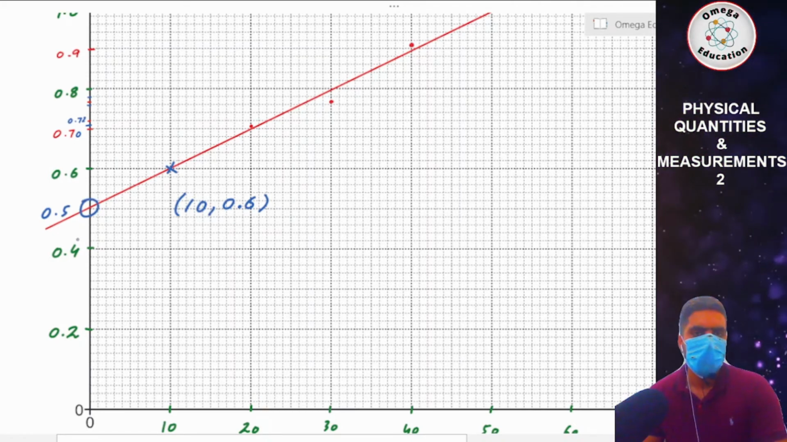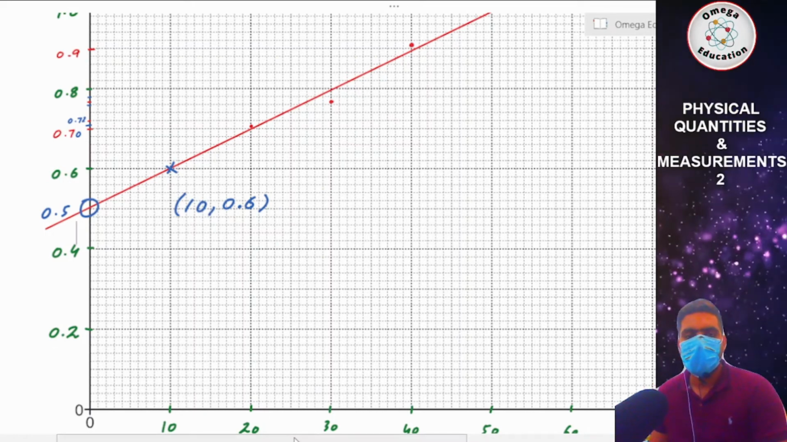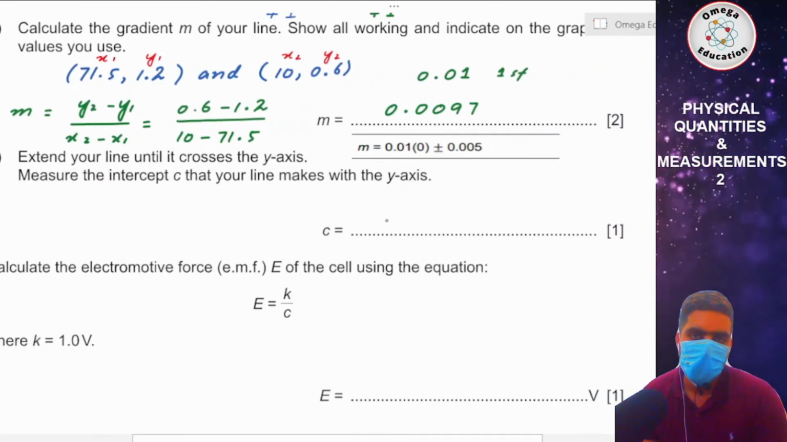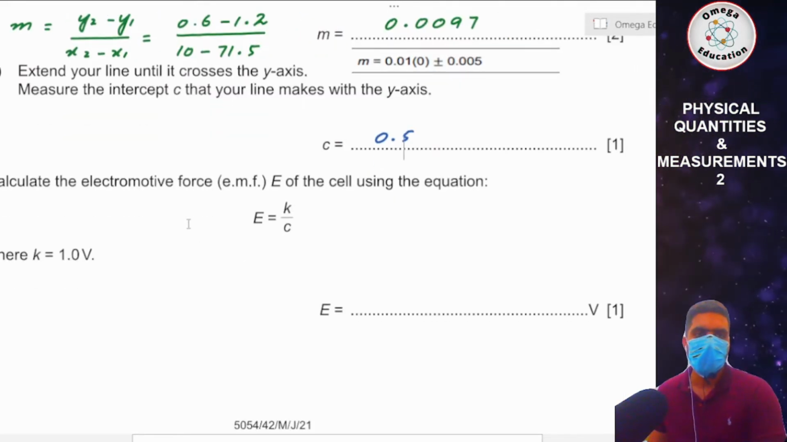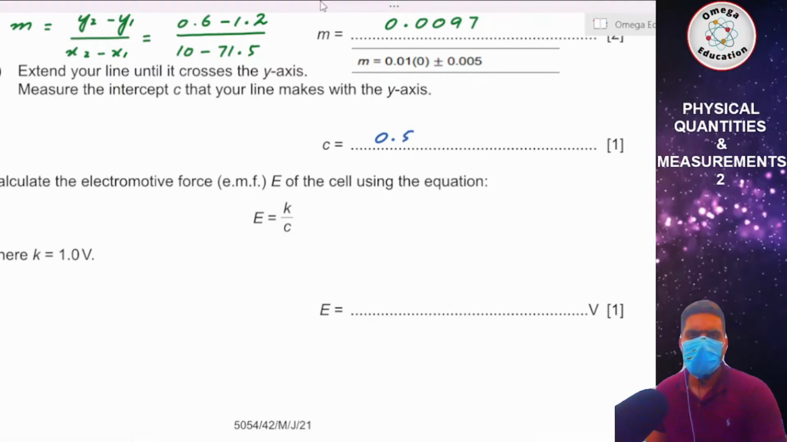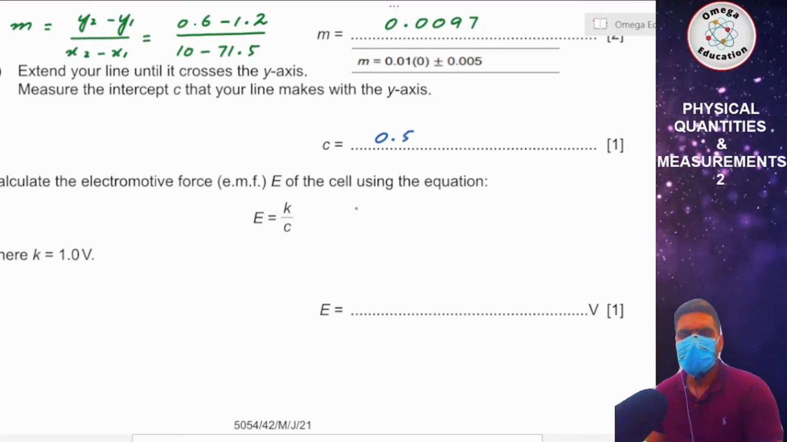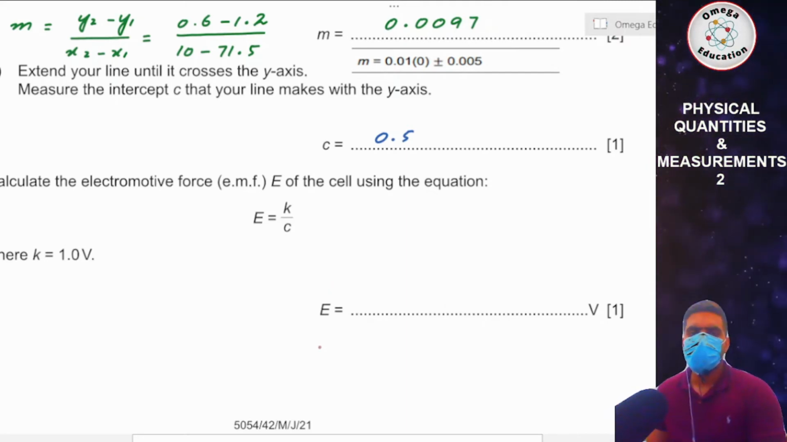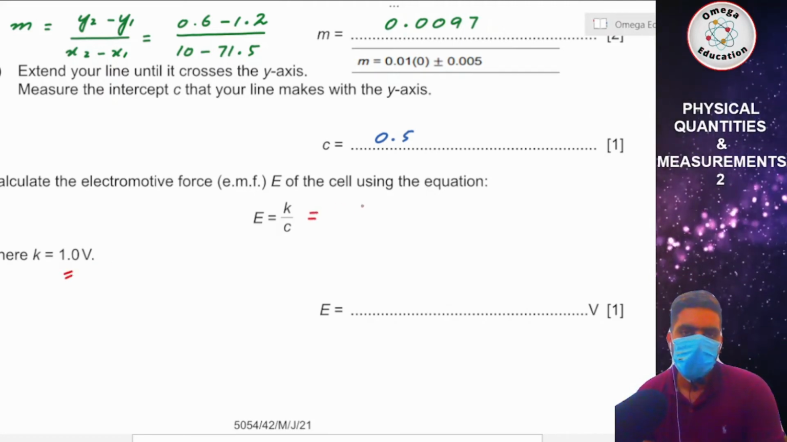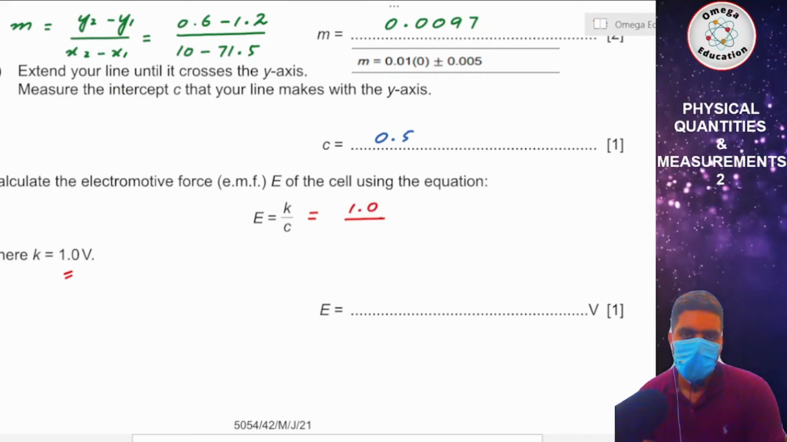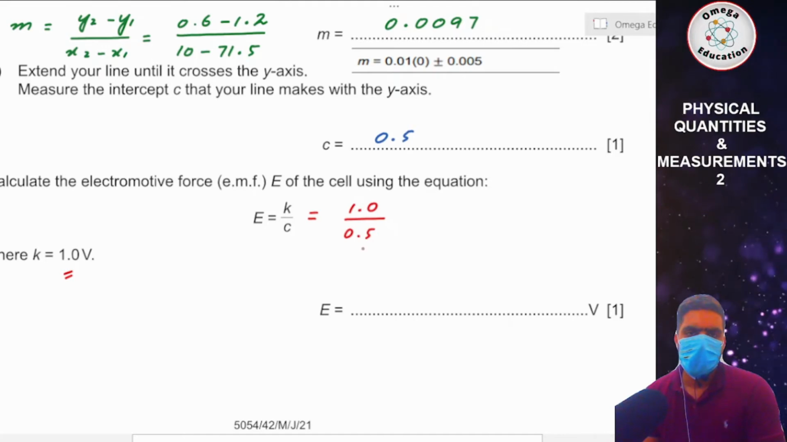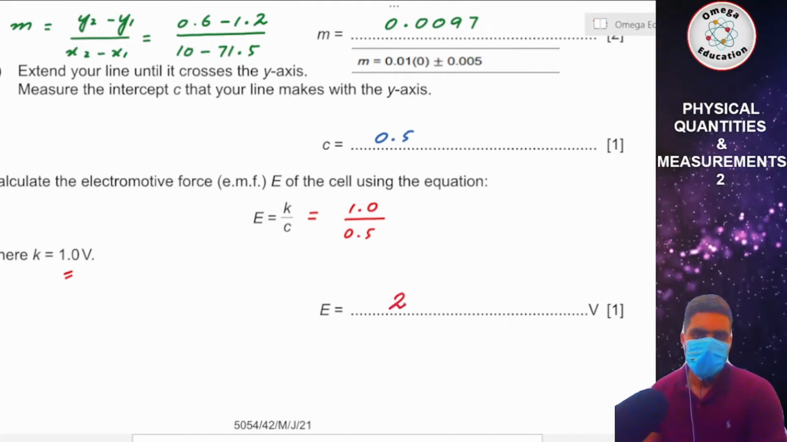I'm just drawing a bubble here because I don't want to draw a dot. A dot represents the point that we plotted from the table. So this one was 0.5. The question followed by that, calculate the electromotive force E of the cell using the equation. For A-level physics, you don't need to memorize any formulas because whenever they ask you a question about calculating a physical quantity, they provide the formula. So K, they have stated, is representing 1.0 divided by the value of C, which was 0.5. So you divide 1 by 0.5, you get 2.